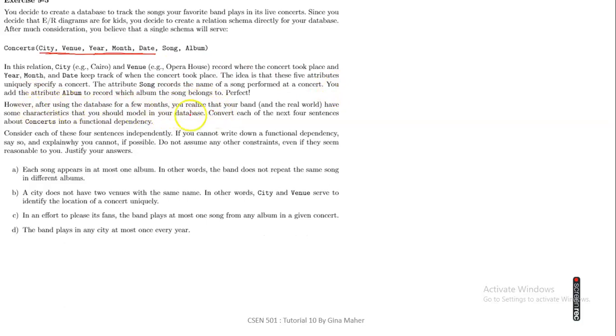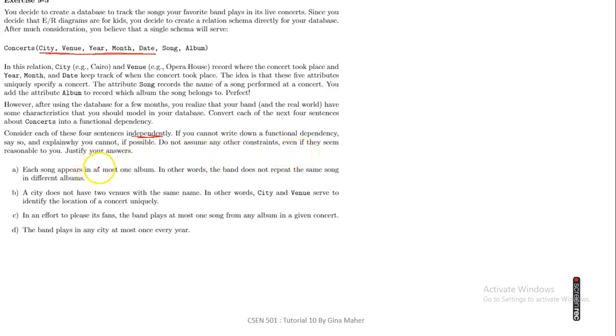However, after using the database, you realize that your band has some characteristics that you should model in your database. Convert each of the next 4 sentences about the concert into a functional dependency. Consider each one independent. Okay? If you cannot write a functional dependency, say so and explain why. Do not assume any other constraint, even if it seems reasonable to you.